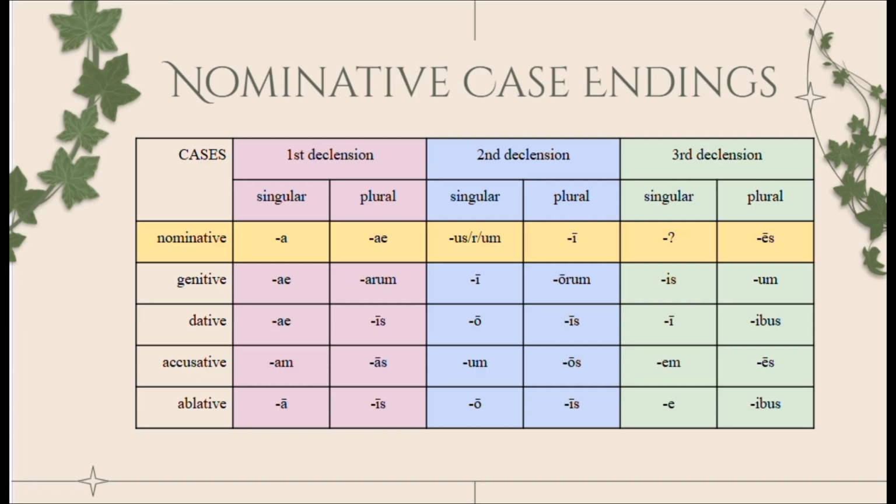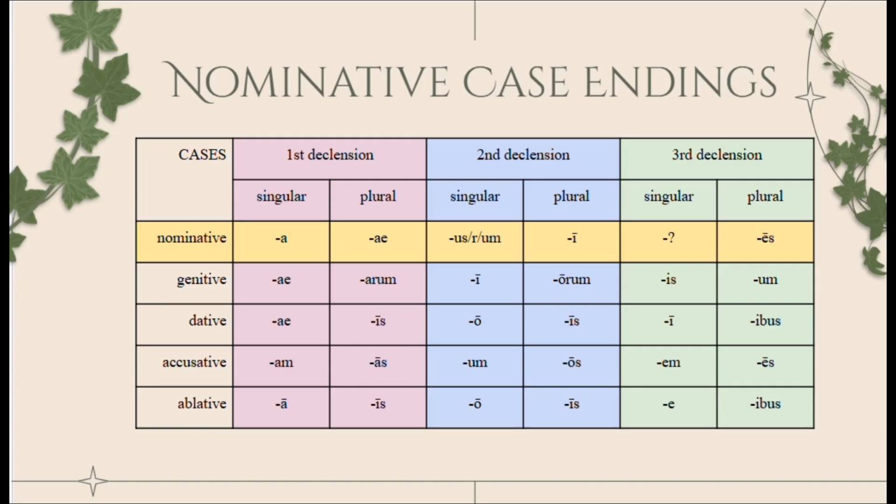The nominative case in Latin is what is used for the subject. And so here I've highlighted our nominative case endings. In the first declension, the singular nominative case ending is a, and the plural is ae. In the second declension, the singular ending could be us, r, or um, and the plural is i.